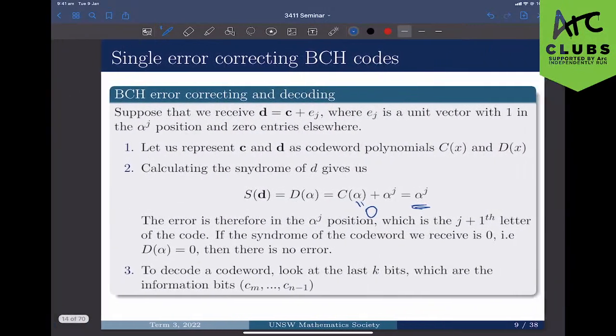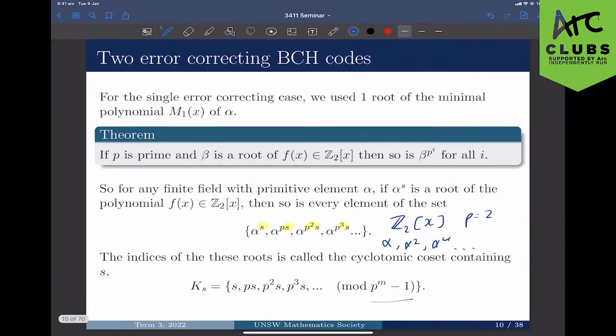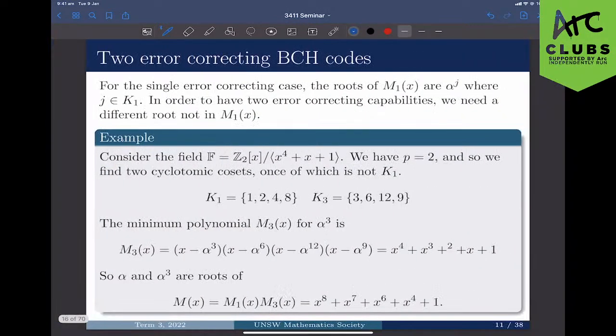we end up with just a scalar value, or just a one-dimensional value. So what we're going to end up looking at later is a syndrome that is 2 dimensions. So those 2 values help us differentiate between cases of 0, 1, and 2 errors. And so we consider a field. We have that p equals 2, as shown here. And so we find 2 cosets, one of which is not K1.